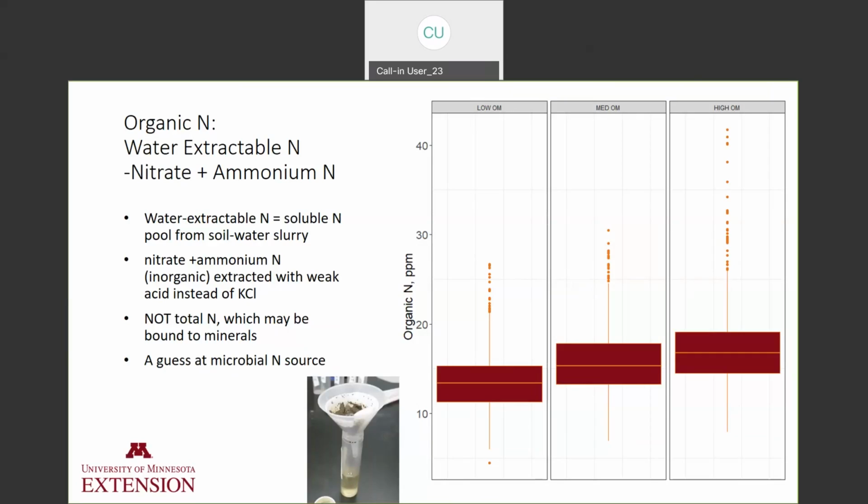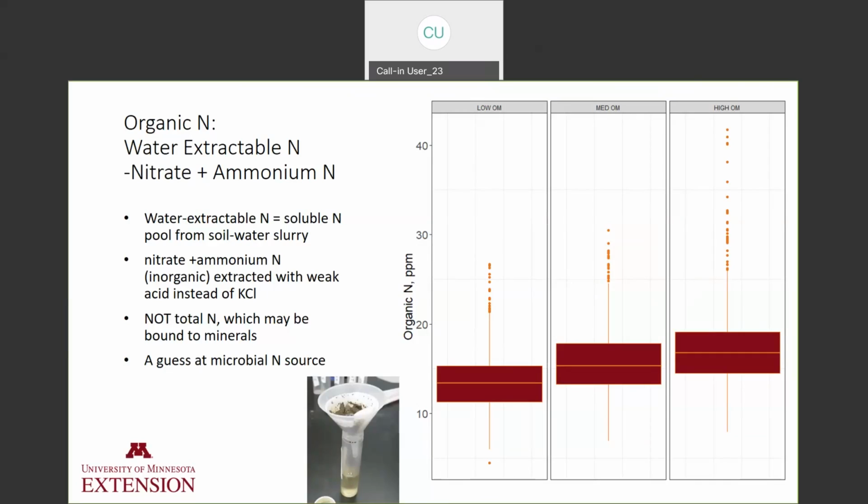And in the Haney labs, or when labs are following the Haney procedure, they extract nitrate and ammonium with weak acid instead of KCl, so the numbers are not going to be exactly the same as they are in your standard soil test. So we expect that this water extractable pool is going to be larger than just nitrate because it contains proteins and other organics that are a nitrogen source to microbes.